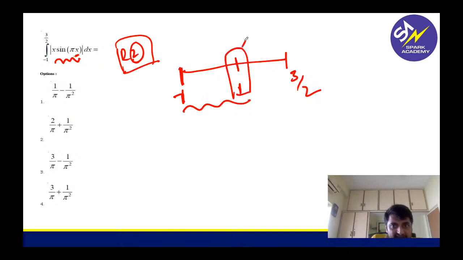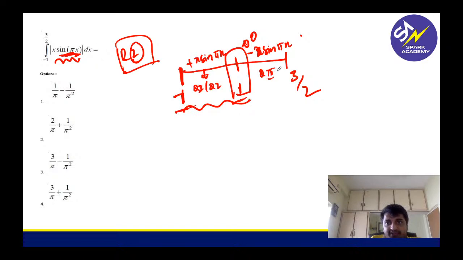Here you are getting the complete function as 0. So from here, it will change again. So basically from -1 to 1, I can take it as plus x sin pi x. From 1 to 3 by 2, why will it be negative? Because sine of 3 pi by 2, right? Pi plus pi by 2, that is negative quadrant, right? So this I can write as minus x sin pi x. So basically this is lying in your Q1 or Q2 between -1 and 1. This is lying in Q3 and Q4. If you get this idea, it's easy to solve.